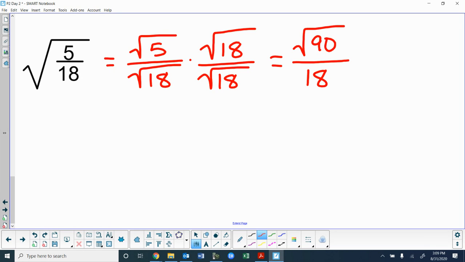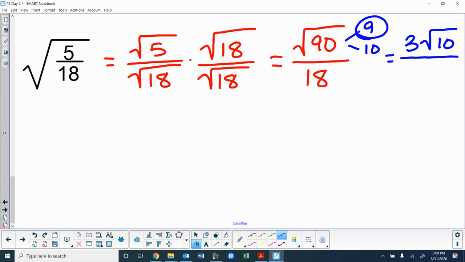Now a lot of kids will stop there, but we have to make sure we simplify. And the radical 90 can be simplified. So I'm going to do a little factor tree. That's 9 times 10. Again, it's square root, so when I do square root ones like this, I just look for perfect squares and I circle them. So I know the square root of 9 is 3. So the 3 will come out front. And then 10 will just be 2 times 5, so there's nothing I can pull out of there. Over 18, because the square root of 18 times the square root of 18 equals 18. That's where that came from.